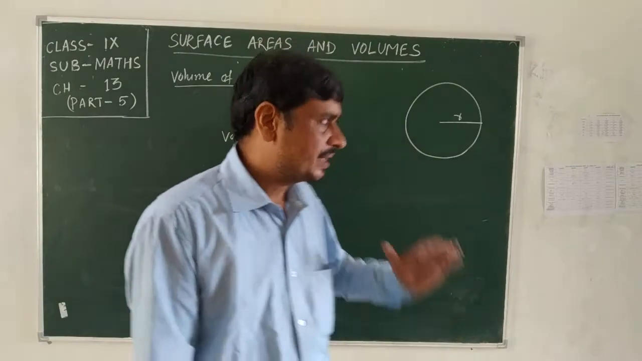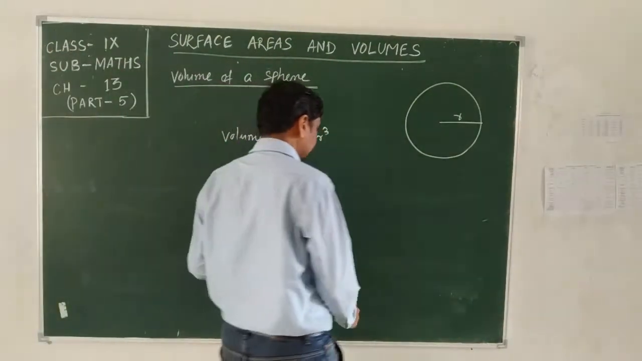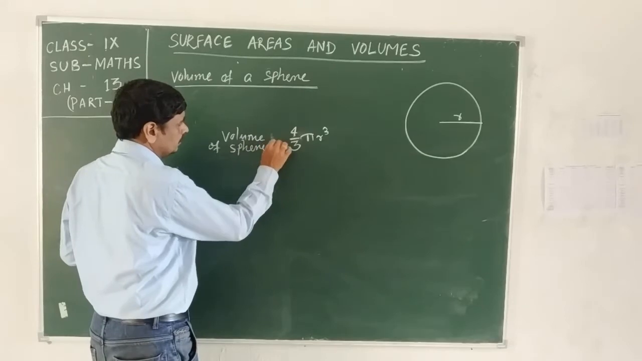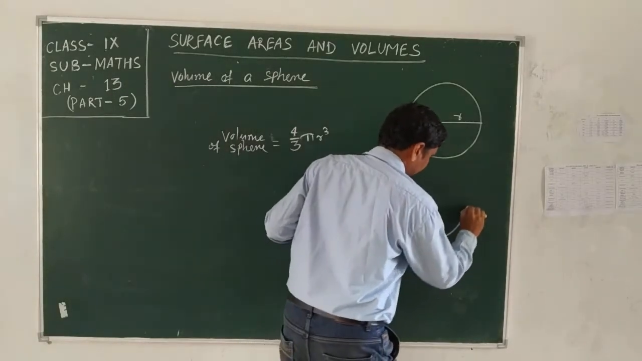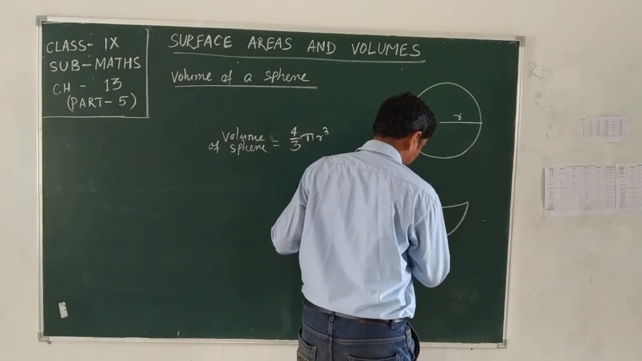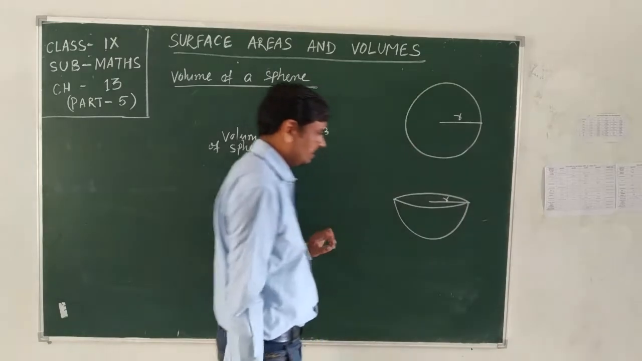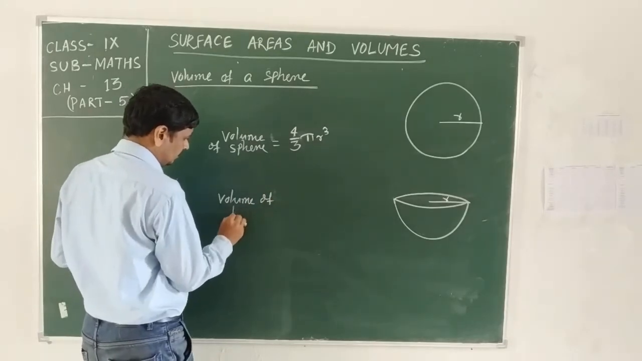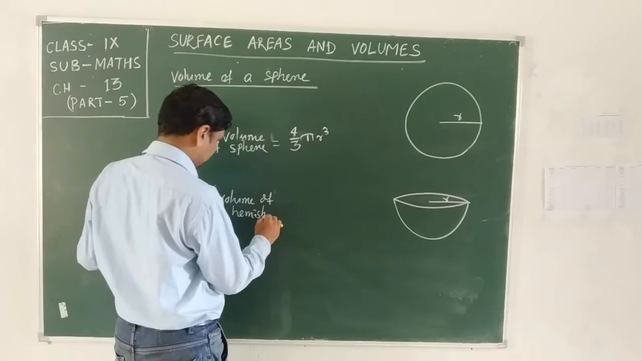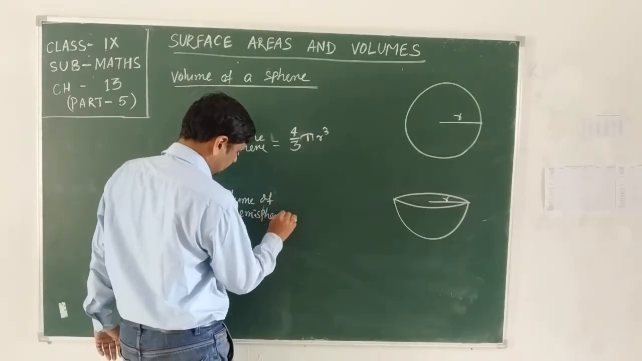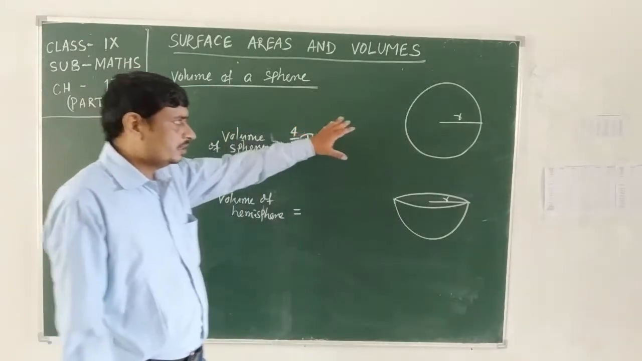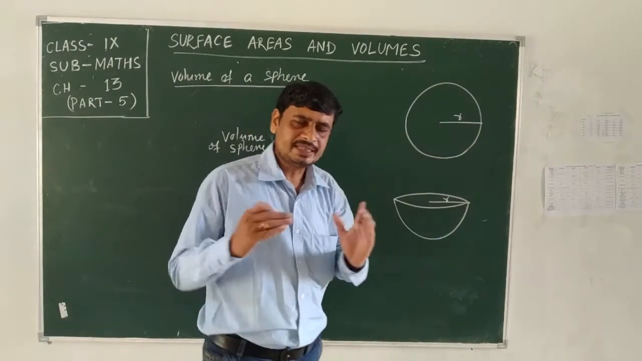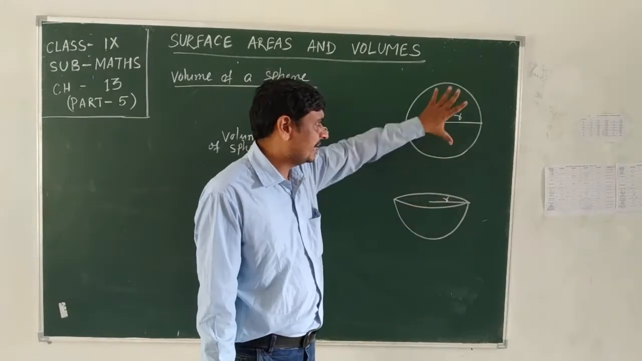But when we consider a hemisphere, if it is considered any hemisphere with radius r, then the volume of the hemisphere becomes, since this hemisphere is cut off from its sphere, that is half of the sphere, hemisphere means half of the sphere. So the volume of hemisphere will be half of the sphere.